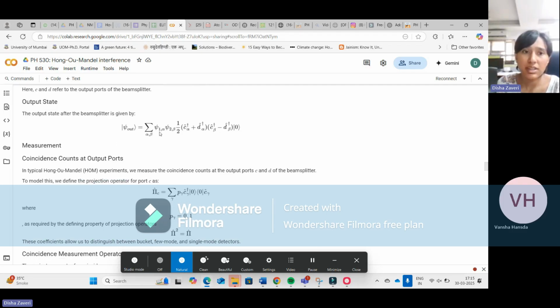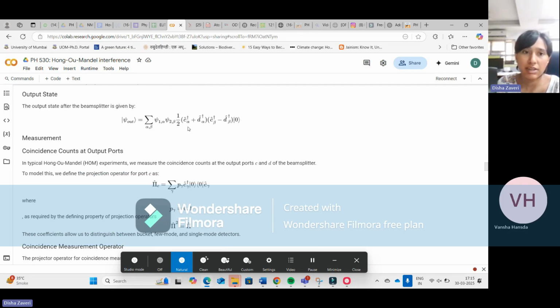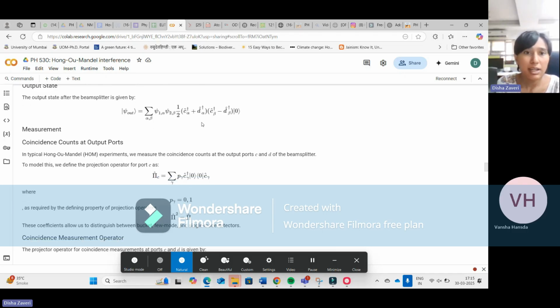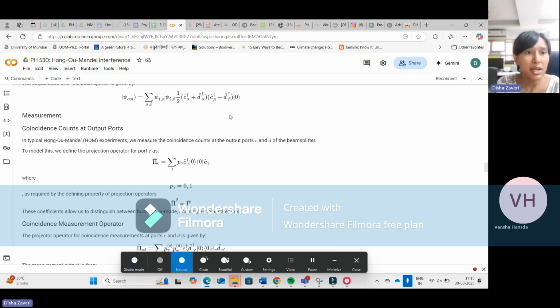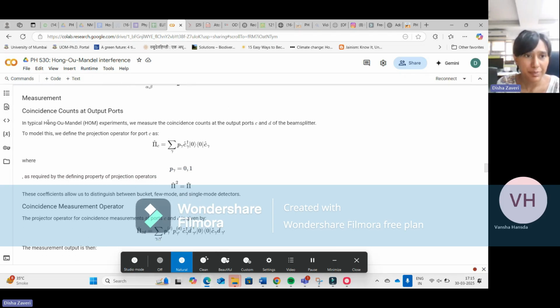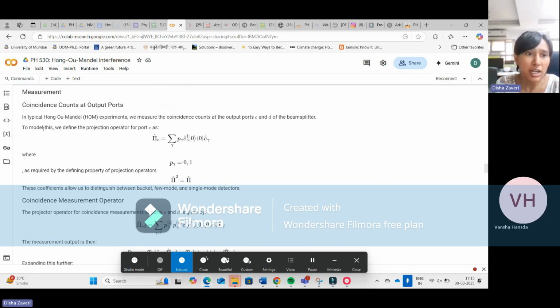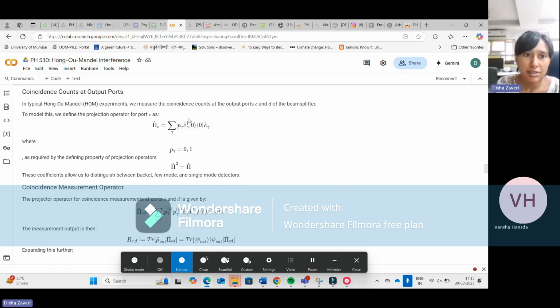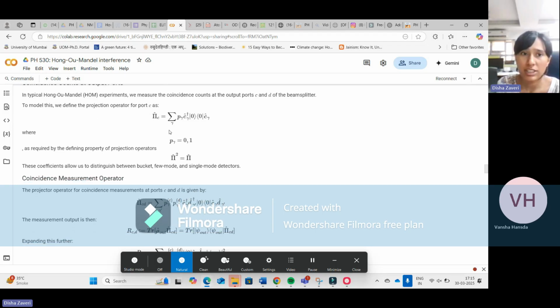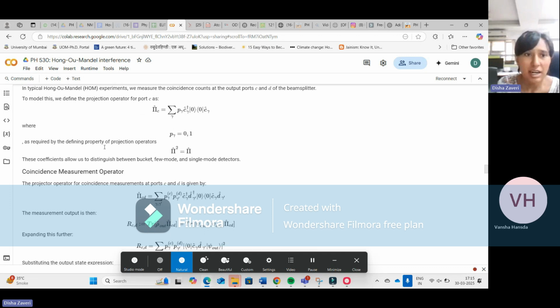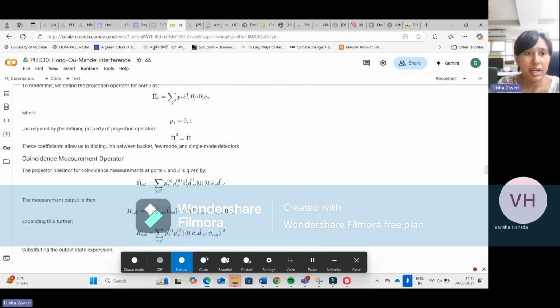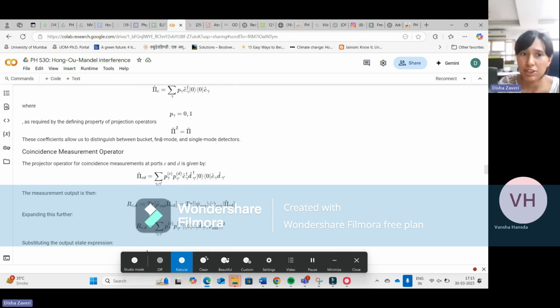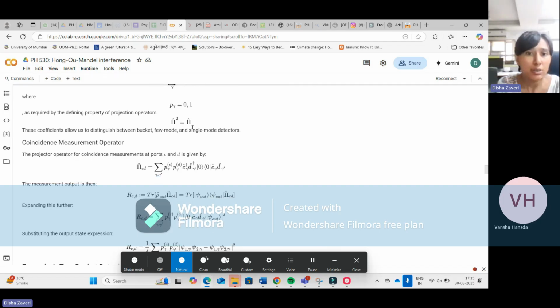The output state after the beam splitter is given by summation over alpha beta psi 1 alpha psi 2 beta 1 by 2 c-dagger alpha plus d-dagger alpha, c-dagger beta minus d-dagger beta. Now the measurement part: coincidence counts at output modes. In a typical Hong-Ou-Mandel experiment, we measure the coincidence counts at the output modes C and D of the beam splitter. We define the projection operator at port C as this. P gamma can take two values, 0 and 1, and from the property of projection operators, pi squared is equal to pi.